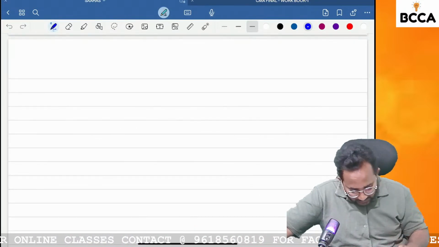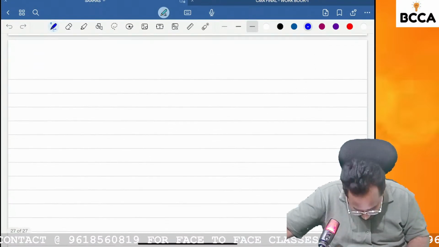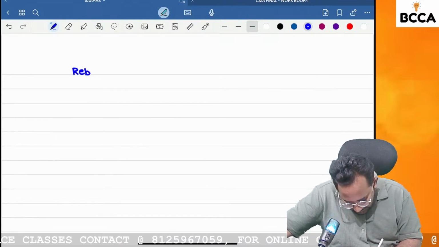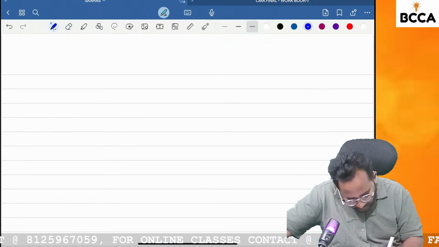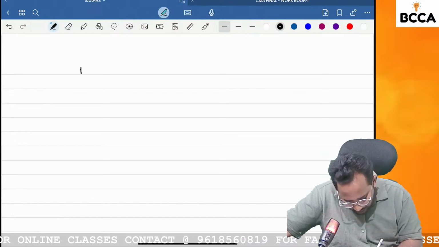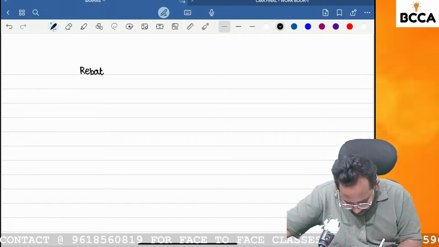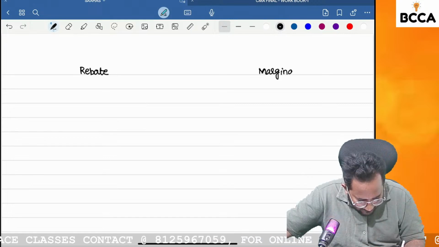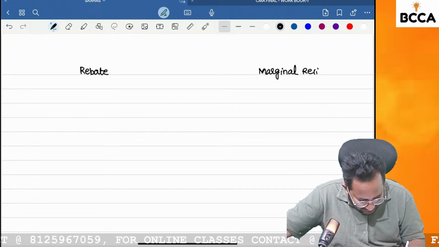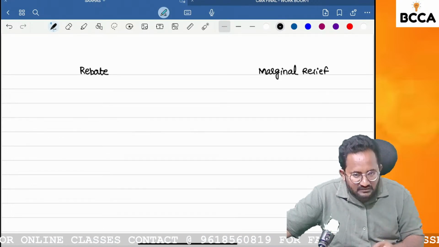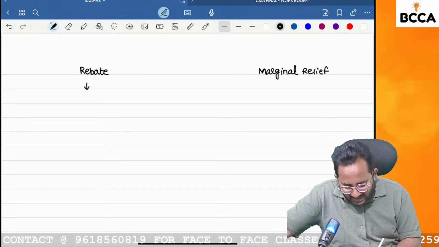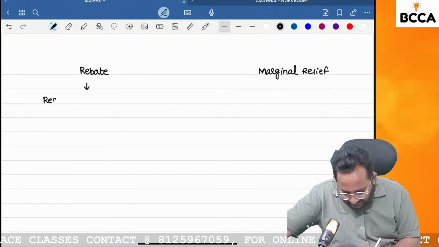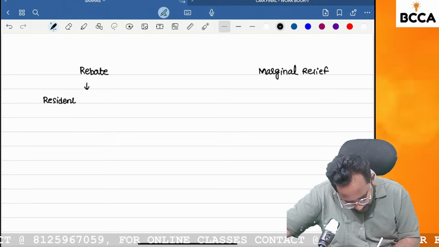Right now one student asked a doubt: Sir, then what is a rebate? What is marginal relief? Can I get both things at a time? No, these two things are mutually exclusive. The rebate is for small taxpayers only, that is, resident individuals.